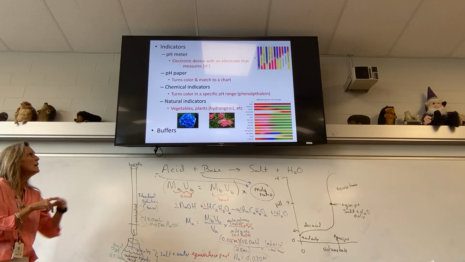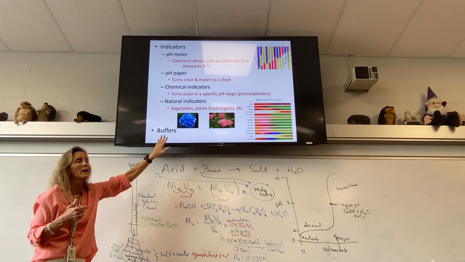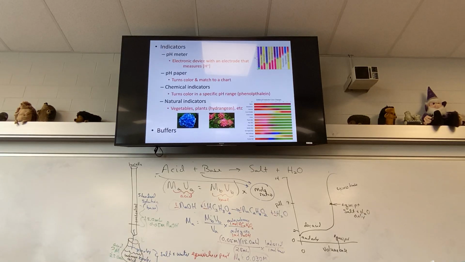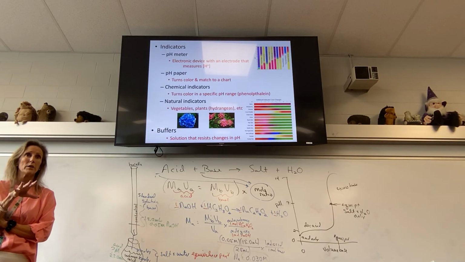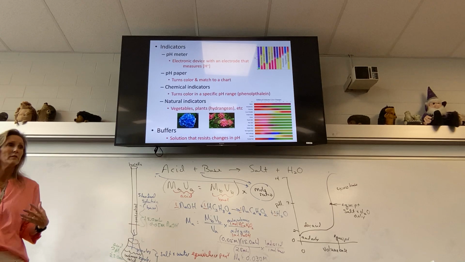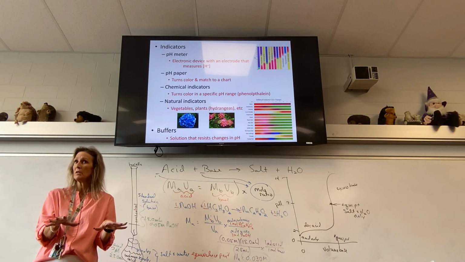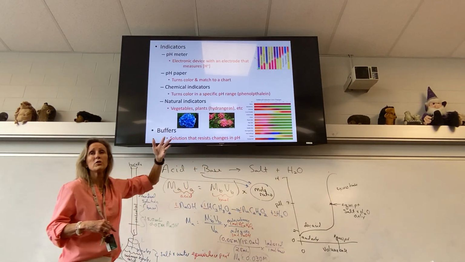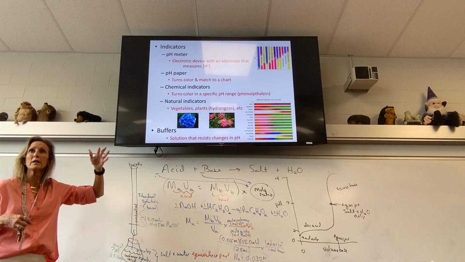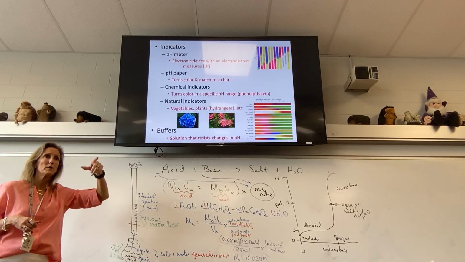And then finally, buffers. We're not going to do any calculations with buffers, but it's just a vocabulary word. We do calculations with buffers in AP. These are solutions that resist changes in pH, which your body's full of buffers because your body wants to stay in like your bloodstream pretty neutral. But again, there's a lot of foods and stuff that we eat that could change the pH of our body if we didn't have these buffers. So they're just solutions that resist changes to pH.